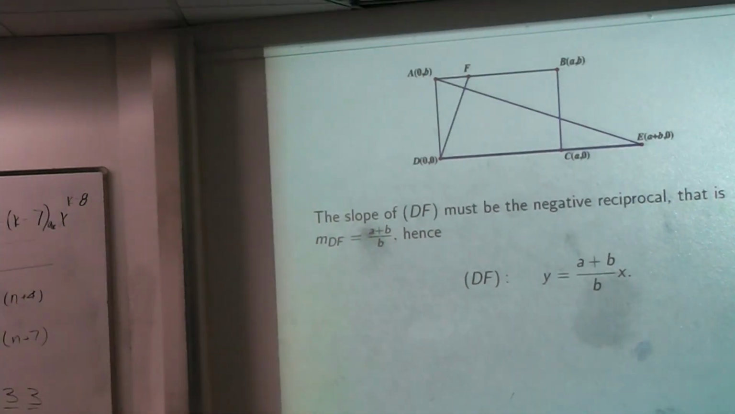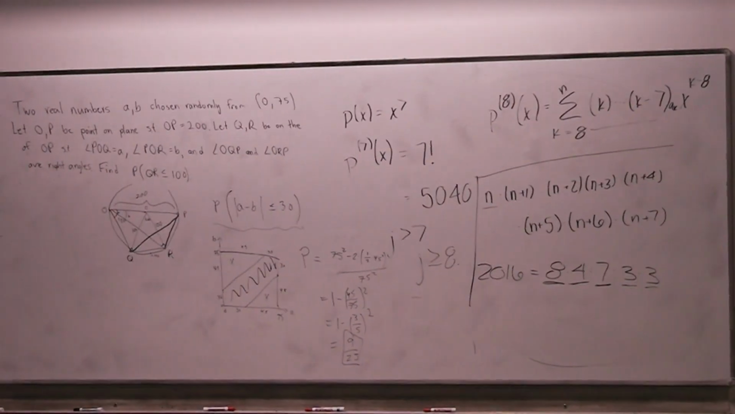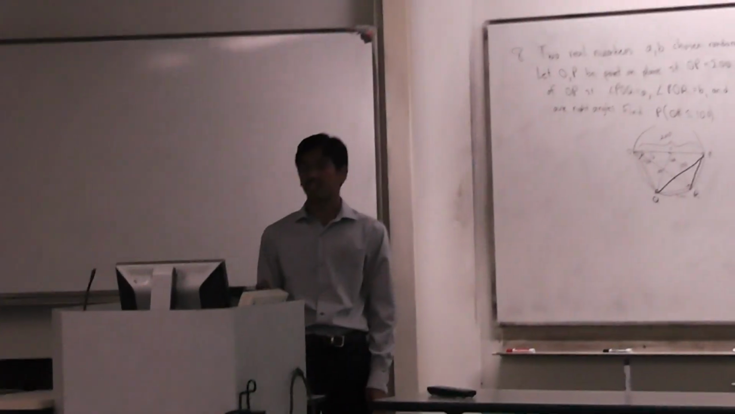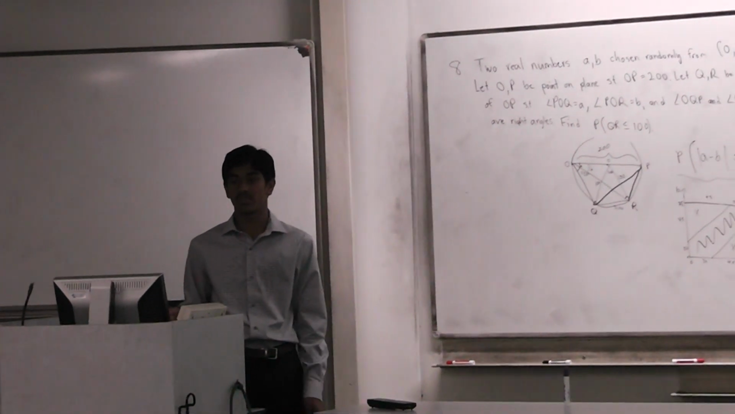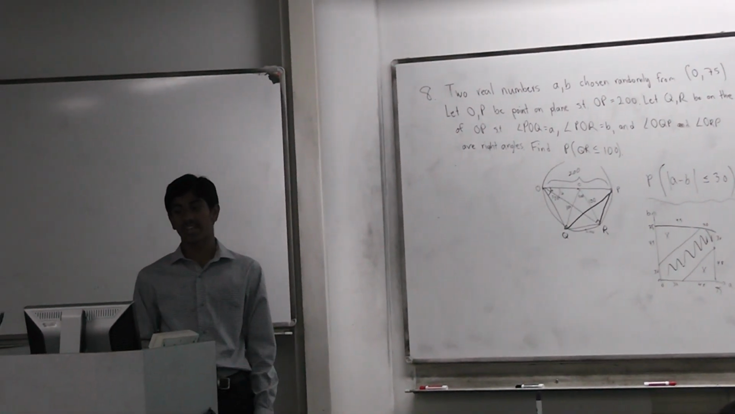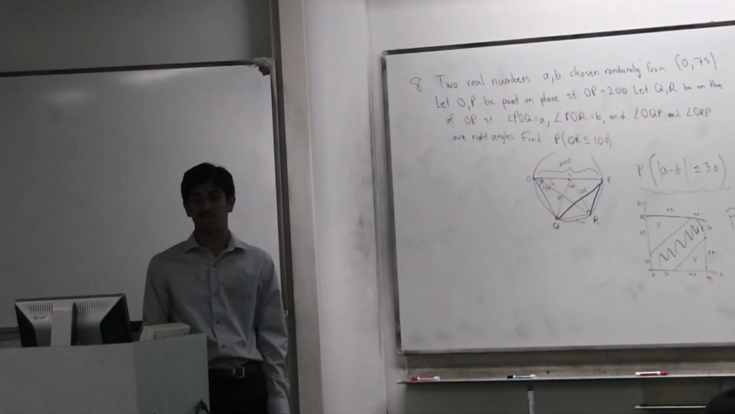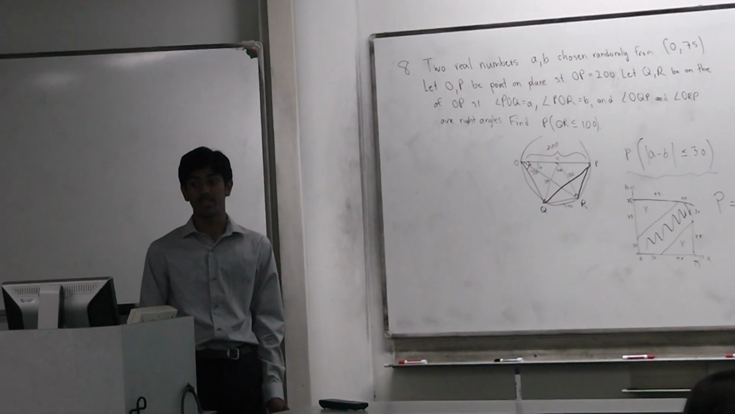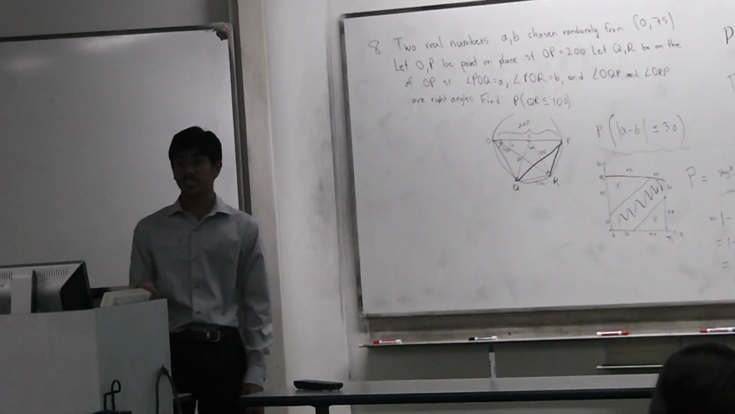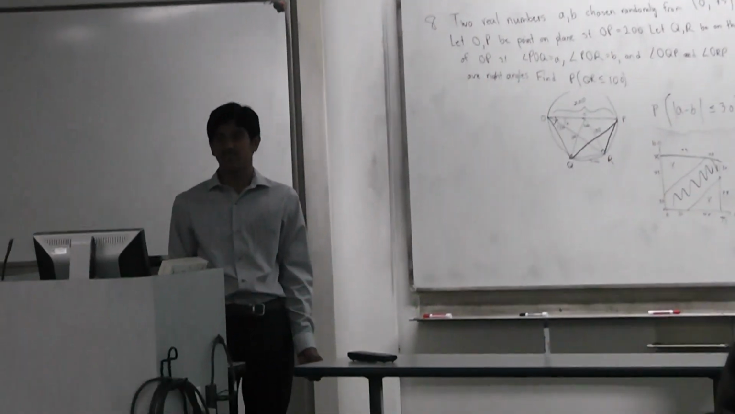Because we're trying to find the coordinates of point F. We know the y coordinate of point F is b, since it's on line segment AB. So we can just plug b into the equation to say x is equal to b squared over (a plus b). Therefore F has the coordinates (b squared over (a plus b), b). Setting D at the origin makes it easier to compute the distance.